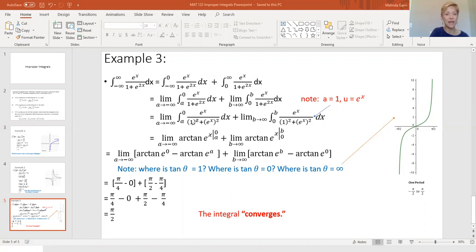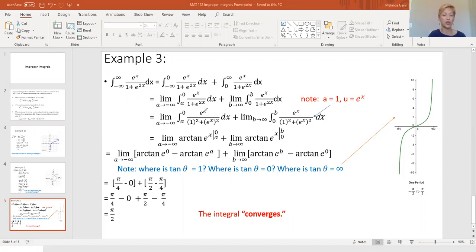So my a is my number on the inside, so a is 1. Now, u is not the whole thing. Remember, u is what's on the inside that you're squaring. So my u is e to the x. Now, remember, with arctan, you need du on the top of the differential, so I need the derivative of my u. Well, what's the derivative of e to the x? The derivative of e to the x is e to the x. So this ends up being arctan.